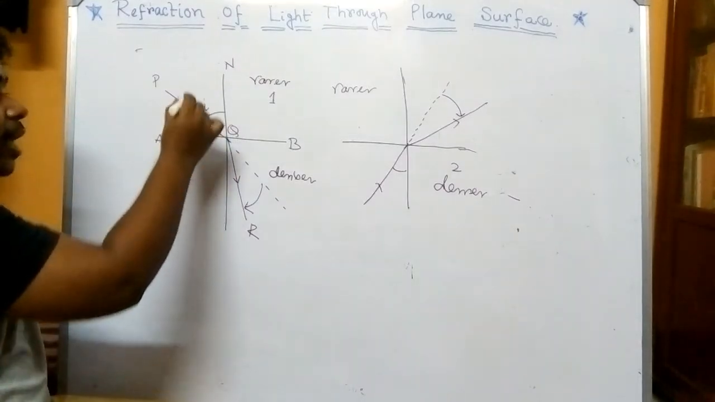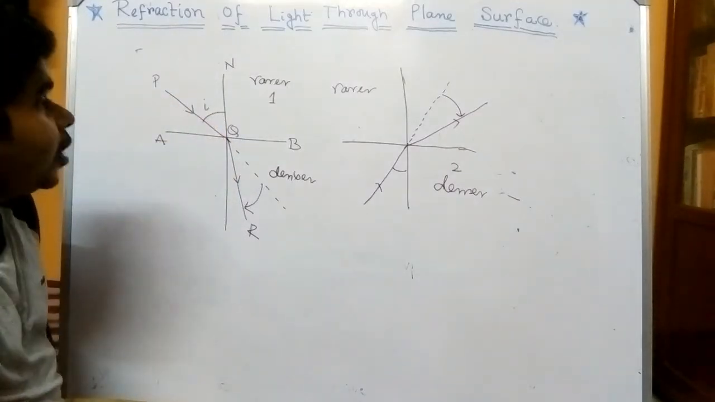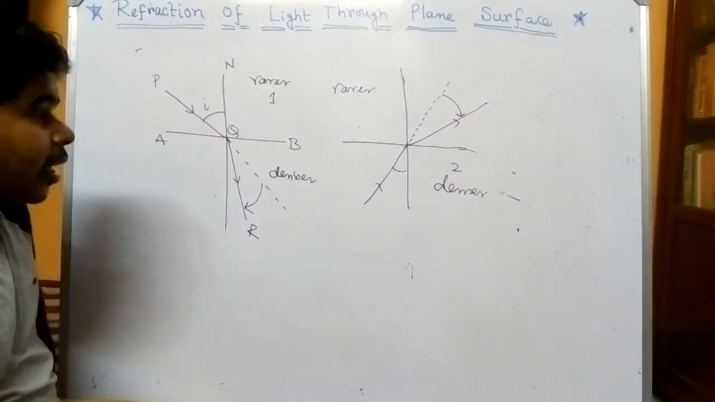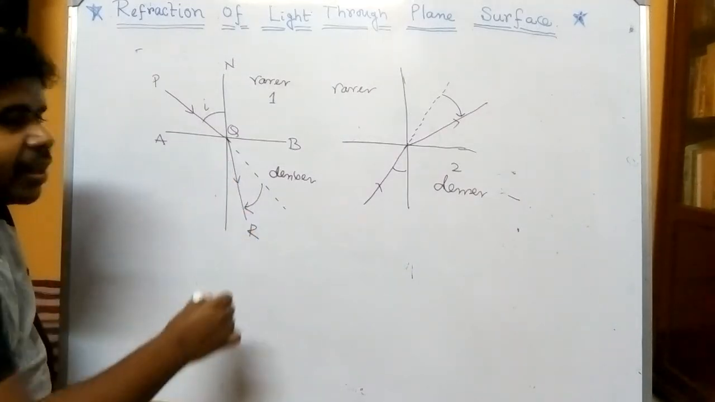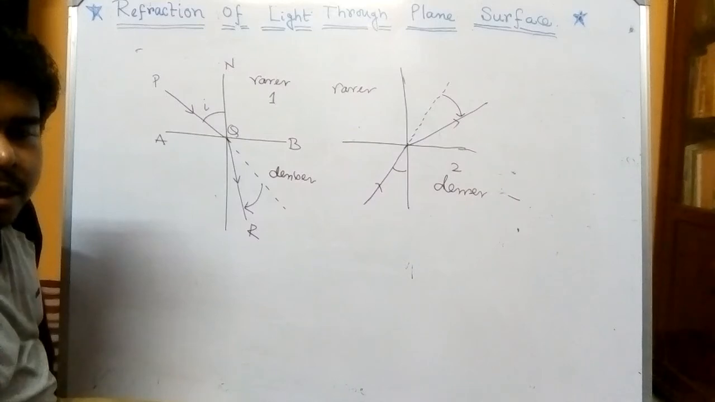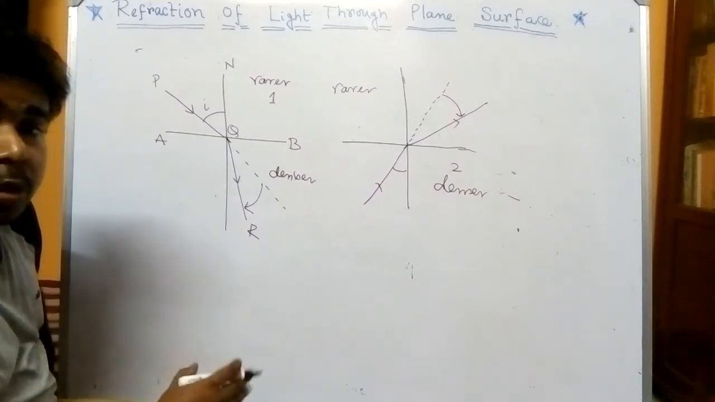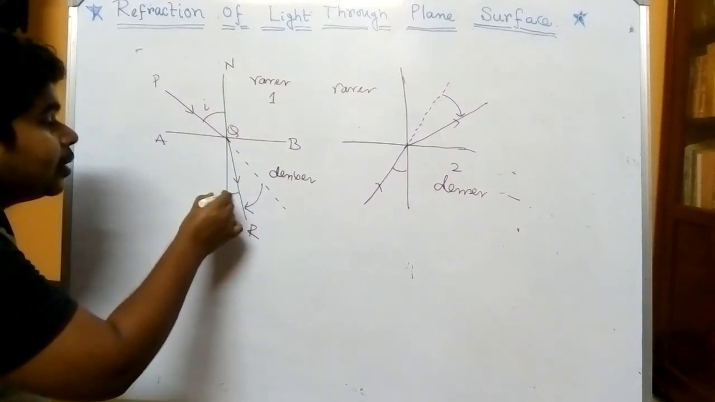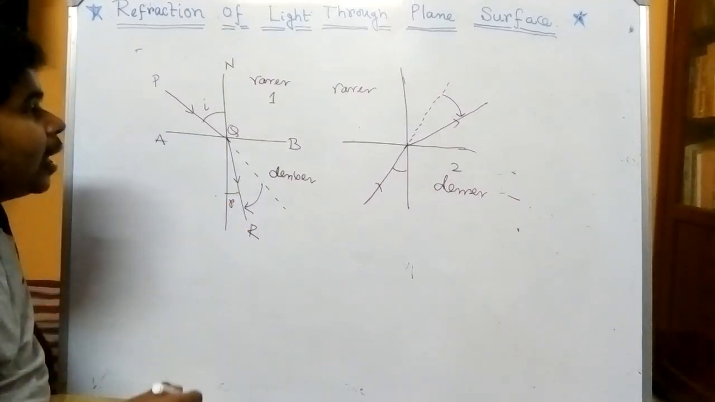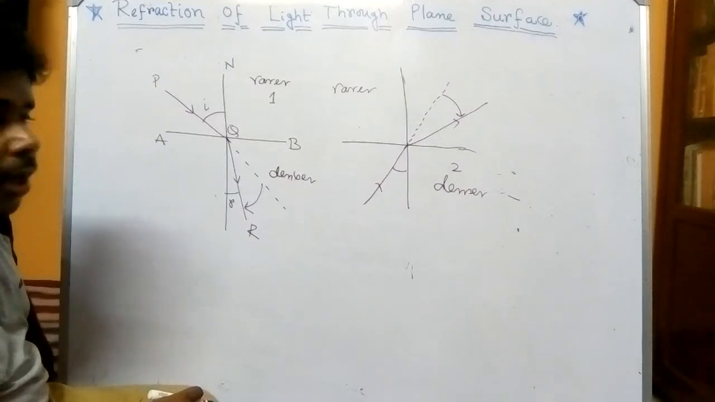So this is, as per the reflection, the angle of incidence. And if I am talking about this QR, it is the refracted ray. As this ray is shown due to refraction, it is known as the refracted ray, and this angle is known as the angle of refraction, that is r.